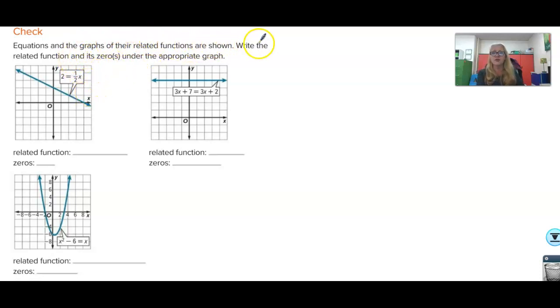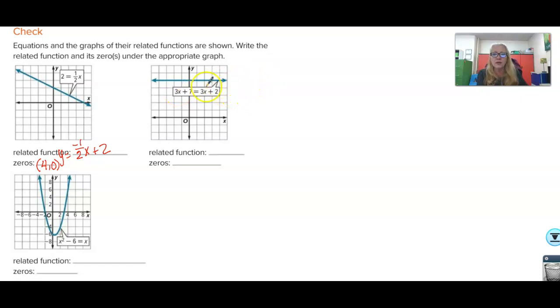Equations and the graphs of the related function are shown. Write the related function and its zeros under the appropriate graph. Okay, so this one, we have 2 equals 1 half x. We have to get everything on the left-hand side. So the related function, when we subtract 1 half x from both sides, will give us negative 1 half x plus 2, okay? And that would be y equals, or f of x. And the zeros would be just here at 4, 0. So 4, okay. And they don't want the x-intercept. They just want where it intersects x, okay.